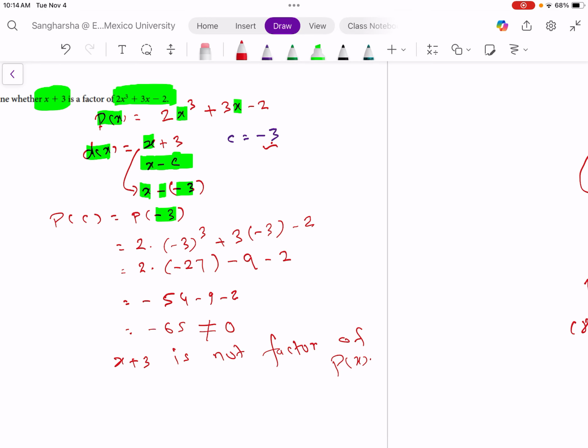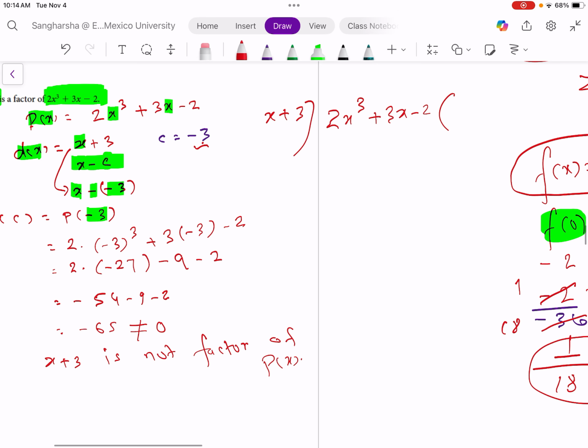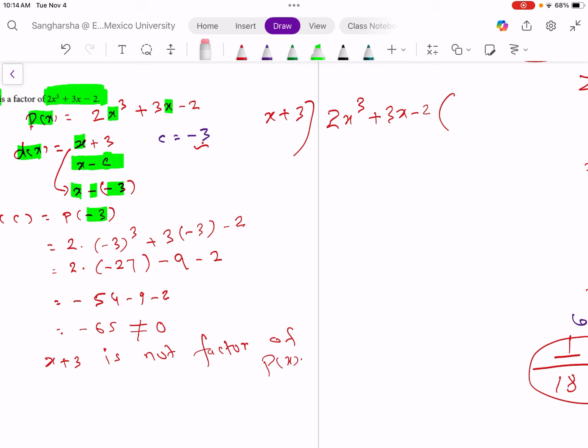So we have the polynomial 2x cubed plus 3x minus 2, and let's divide by x plus 3. Our target is finding the remainder, and if the remainder is 0, then x plus 3 is a factor. And how do we do a long division? So what is the first step of long division?